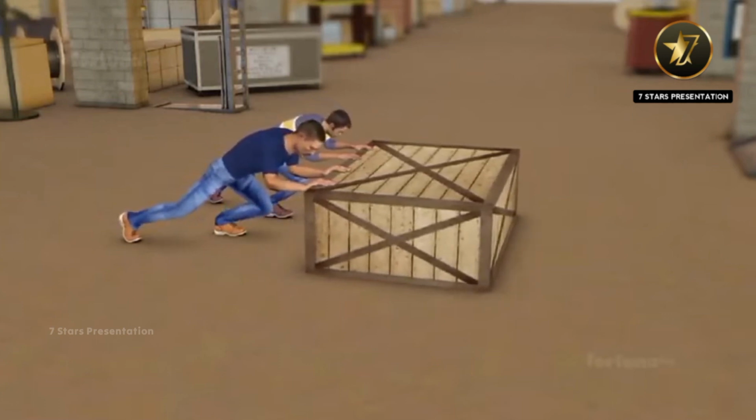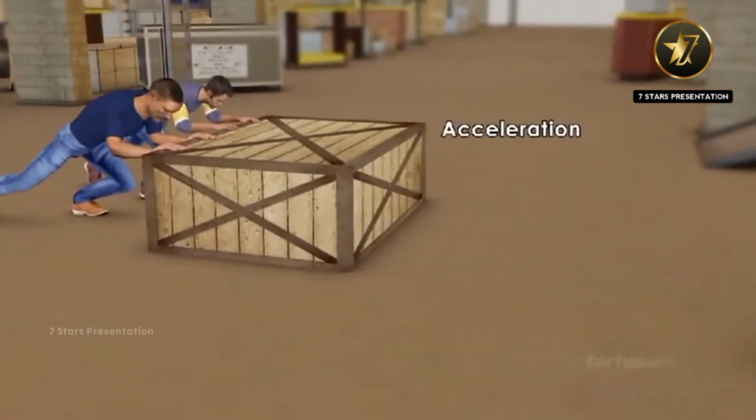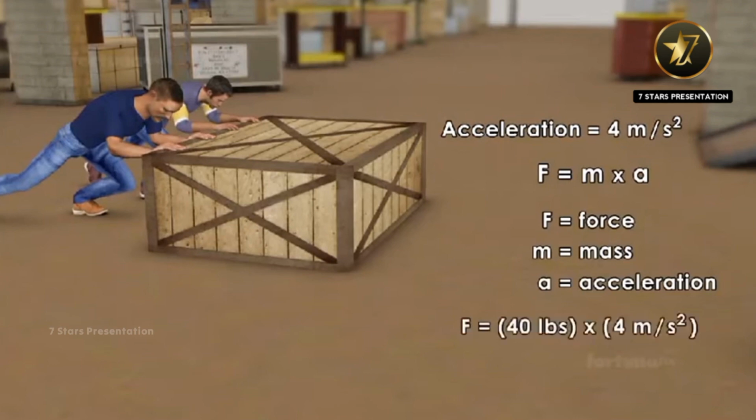Let's calculate how much force is required to accelerate our 40-pound box at 4 meters per second squared. We can use the formula F is equal to m multiplied by A, where F is the force, m is the mass, and A is the acceleration. This is the formula for Newton's second law. Let's substitute values that we already know into the formula, and then we can solve for any we don't know. We know the mass of the box is 40 pounds, and the acceleration is 4 meters per second squared.